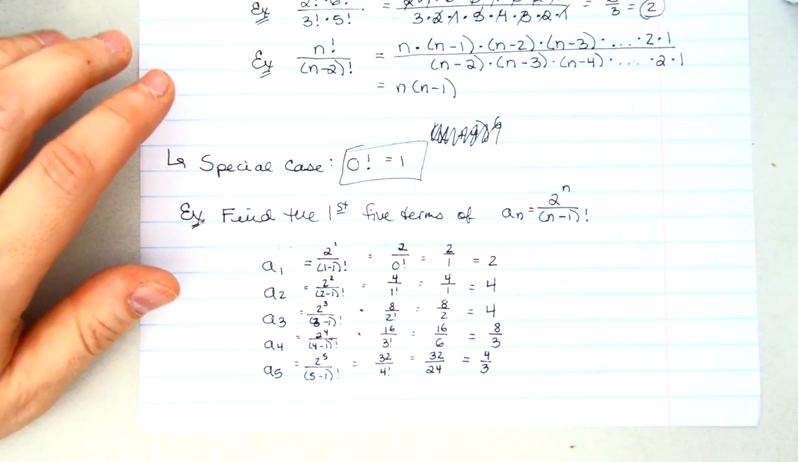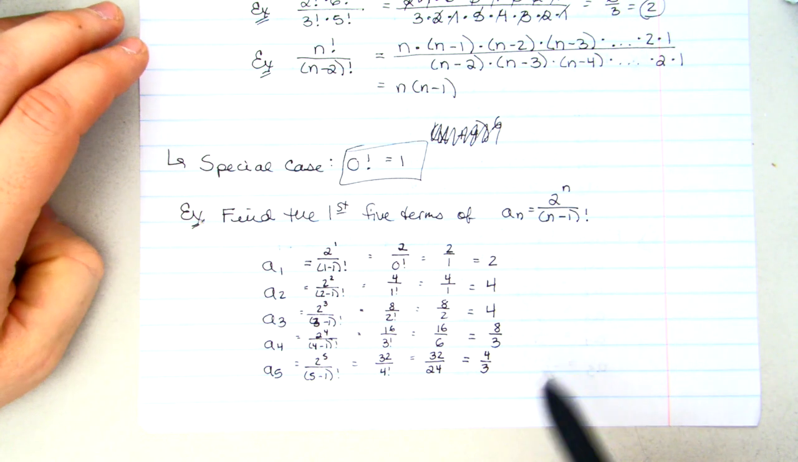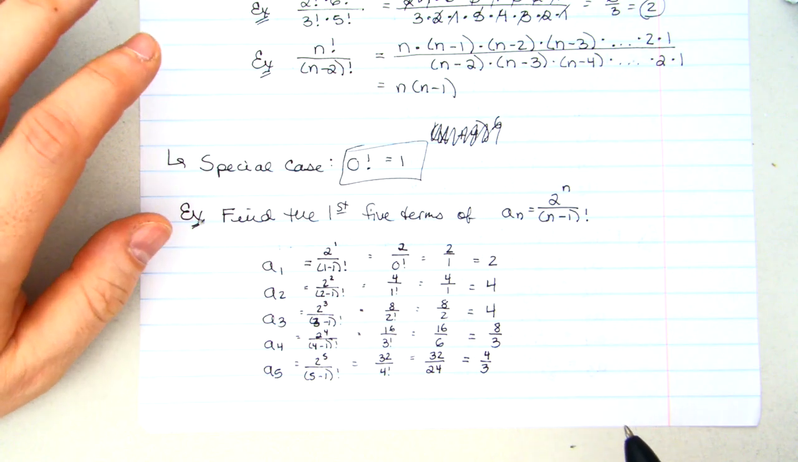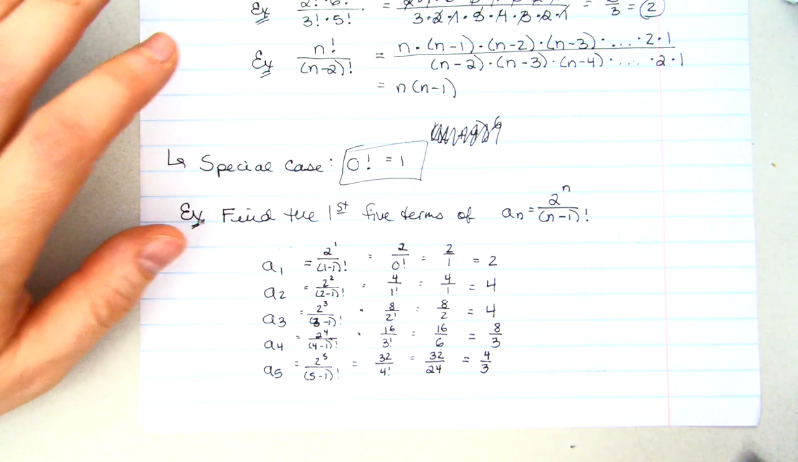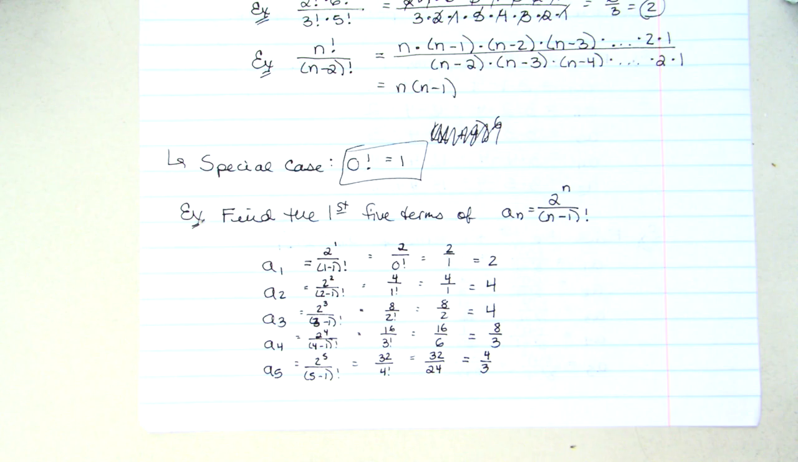These are the terms in your pattern: 2, 4, 4, 8 thirds, 4 thirds. Anything at all on sequences? There are 2 special types of sequences called arithmetic and geometric. We are not going to bother with those for today. We'll spend time on those next week and talk about series and all that kind of stuff. I'm going to give you a moment to finish making notes, and then we're going to move on to series stuff.